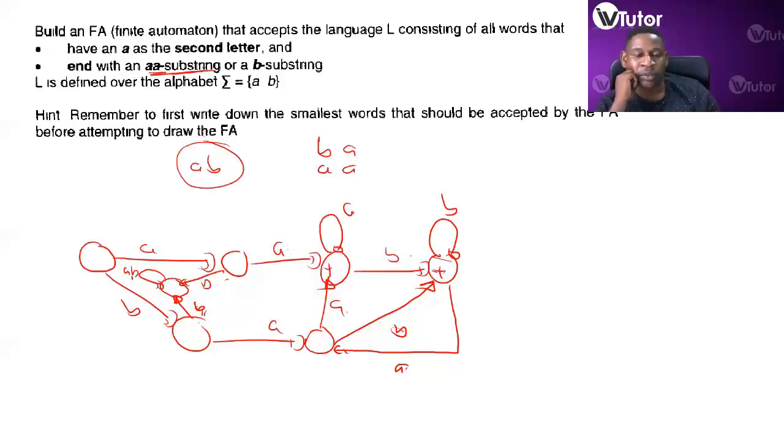So we seem to have nailed it. Let's check if it works. I've got A, I've got B, I've got A, I've got B, and so on. So this should be the finite automata that accepts such a language. All right.